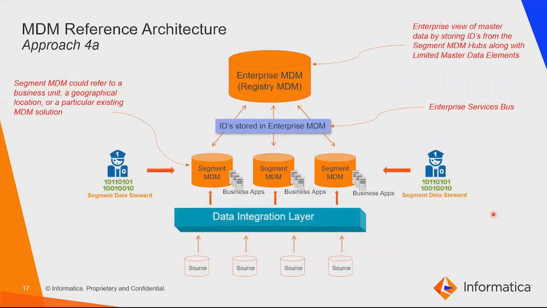So moving on, the next three architectures can be called hub of hubs. We have seen various progressions of the architectures, and now this is another variation where we usually call it hub of hubs. And we have three different approaches to the hub of hubs. Let's start with the first one, 4A, which we usually call registry of hubs.